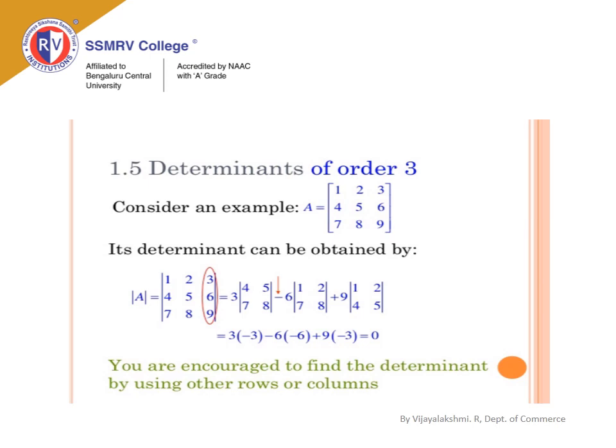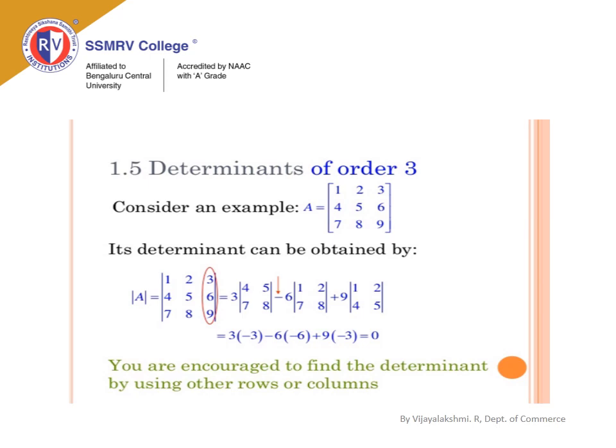Determinant of order 3, another problem is given to make you understand. In this problem, we are taking the elements of column 3 to calculate the determinant value. Column 3 consists of 3, 6, 9. Students, please remember the positional signs before doing the problem. The positional sign of 3 is plus, of 6 is minus, and of 9 is plus.